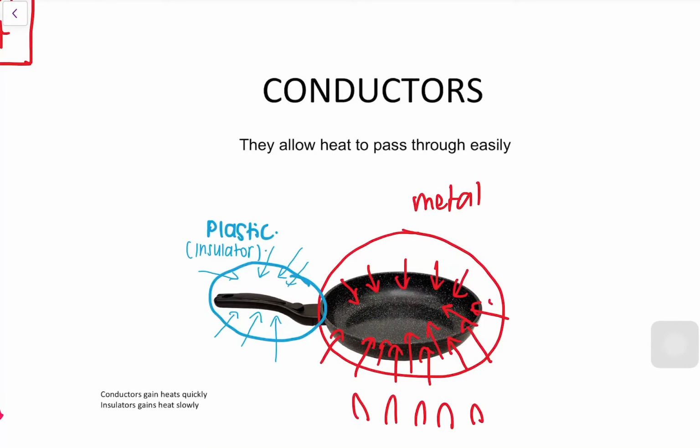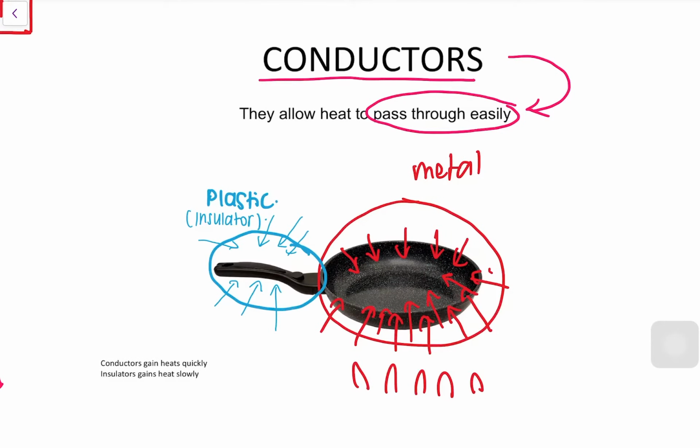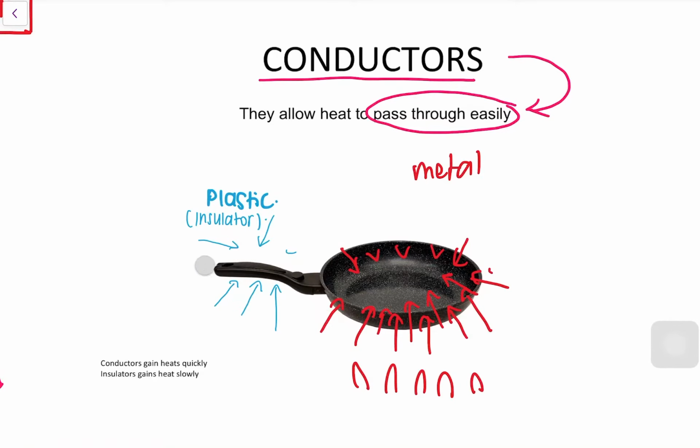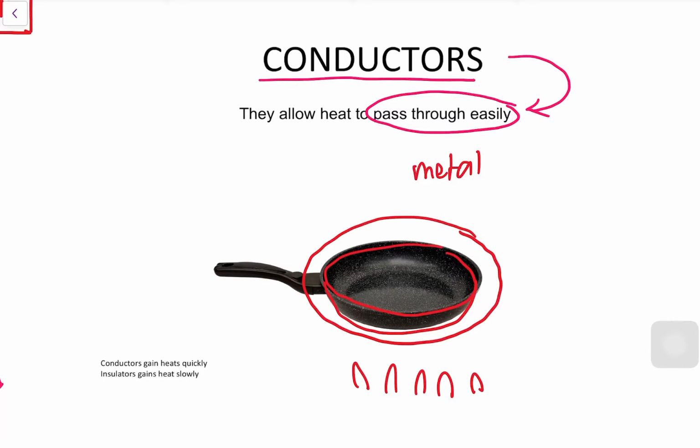So firstly, conductors allow heat to pass through easily. So remember, conductors, heat can pass through them easily. So this is why you realize that your frying pans are actually made up of metal, which is a conductor. So you see this metal part over here. The reason why it is made up of a conductor is so that it can heat up quickly so that you can cook your food.